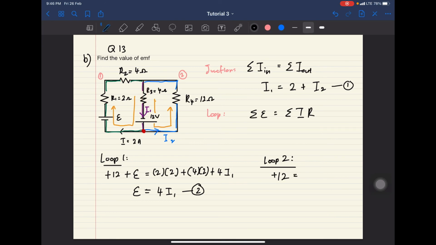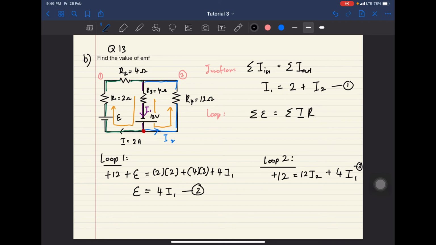So it will be 12 I2, you don't know the values of I2, plus 4 I1. Okay, I'm going to recheck this one. So positive 12 here, this one is 12 I2, and then going back here it will be 4 I1. So this will be my third equation.